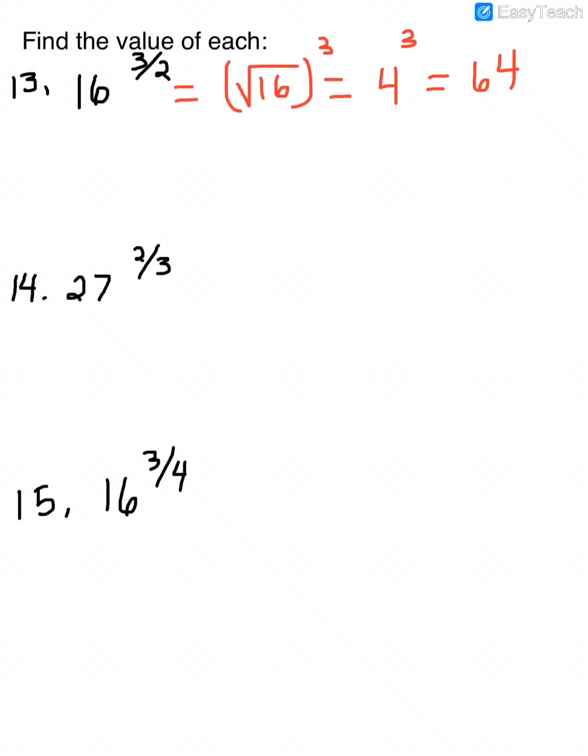27 to the 2/3 power, my bottom number is 3, so the index of my root is 3. That's a cube root of 27, and it's squared because my power is 2. The cube root of 27 is 3, and 3 squared is 9.